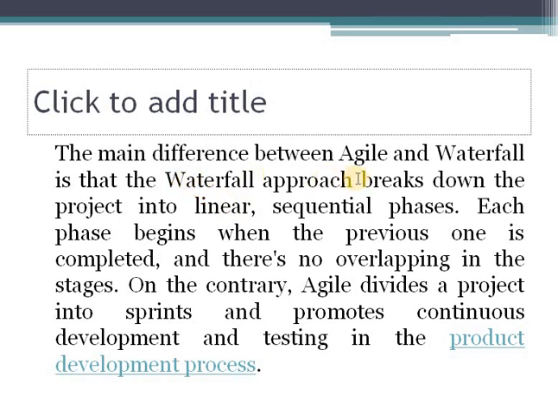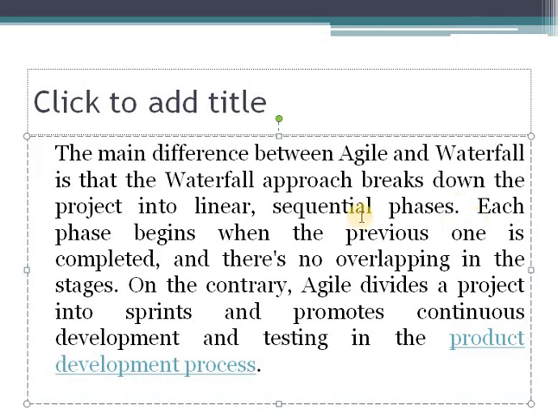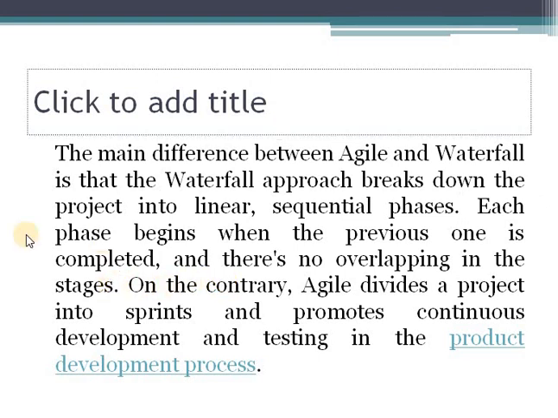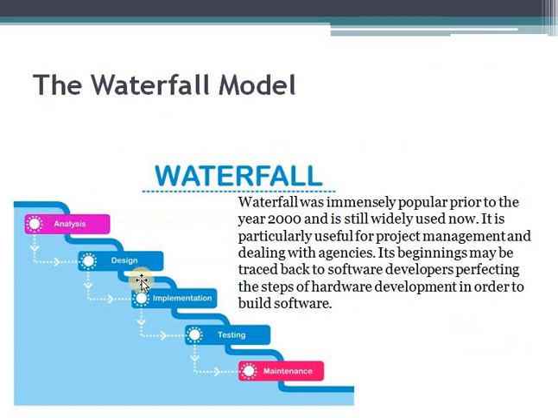The main difference between Agile and waterfall is that the waterfall approach breaks down the project into linear sequential phases. Okay, so each phase begins when the previous one is completed, and there is no overlapping in the stages. This is the important thing. So one by one, stage by stage, everything will be completed and everything will be fulfilled. Then only it will be taken to the next phase. So this is the waterfall model.